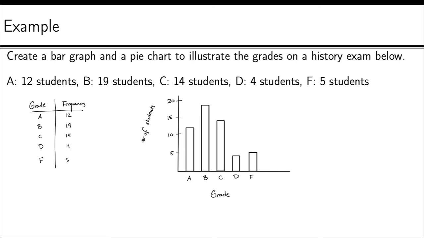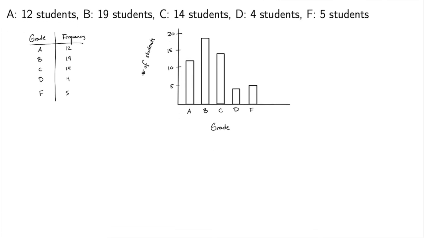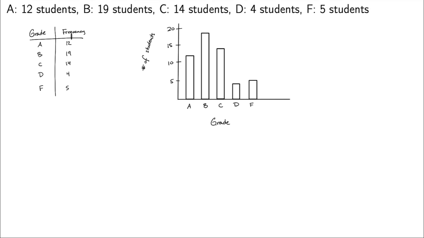Let's go ahead and create a pie chart. So for a pie chart, we need a circle. And we'll do that right here. Okay, there's our circle. And we need to create some sectors of this. Now, in order to do this, we're going to need to know the proportion that each of these is of the whole. So I need to know, first of all, the total.